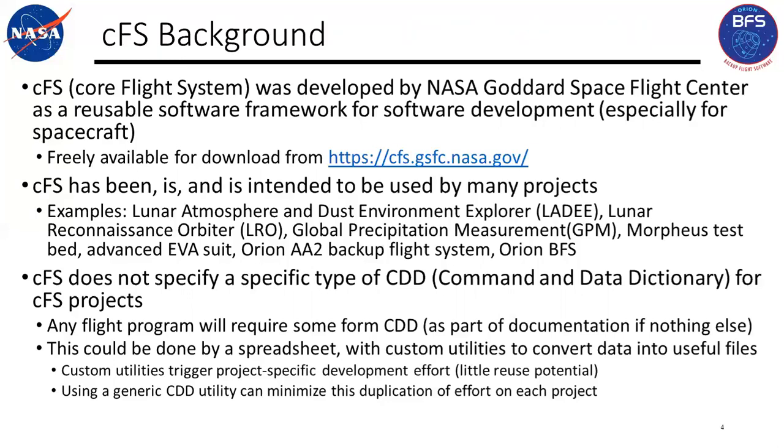Again, this could be done as something as simple as a spreadsheet. Maybe you have some utilities that output that in some useful file format. But the problem with making a custom utility for each program is that it limits the ability to reuse between different projects. And a lot of projects are somewhat proprietary about their systems and their data, and so they don't want to have tools out there, for export control reasons. But I think trying to use a generic CDD utility will help minimize the duplication of effort that's done on an individual project and allow you to leverage work that's already been done on previous programs.